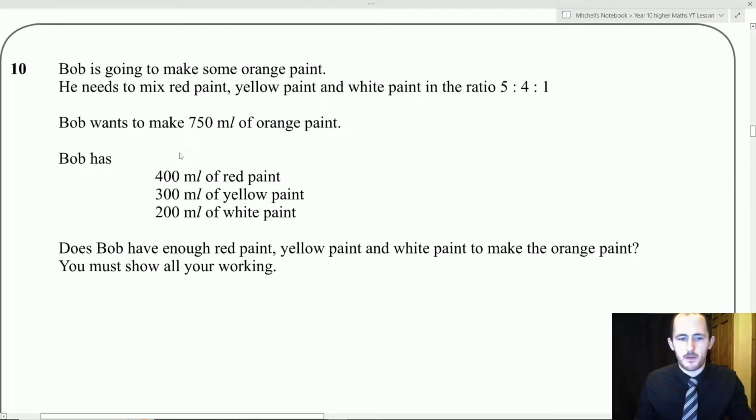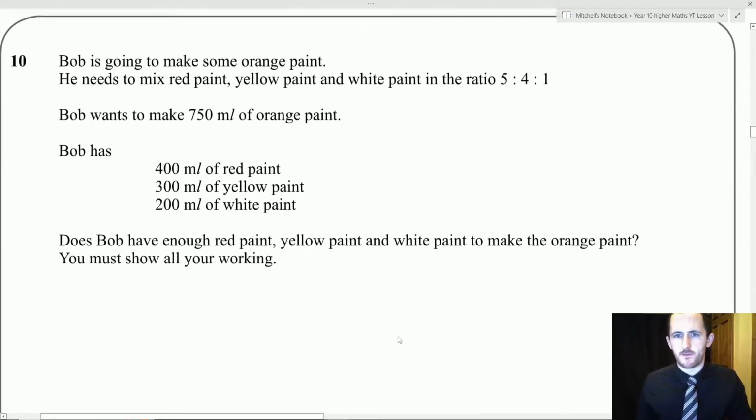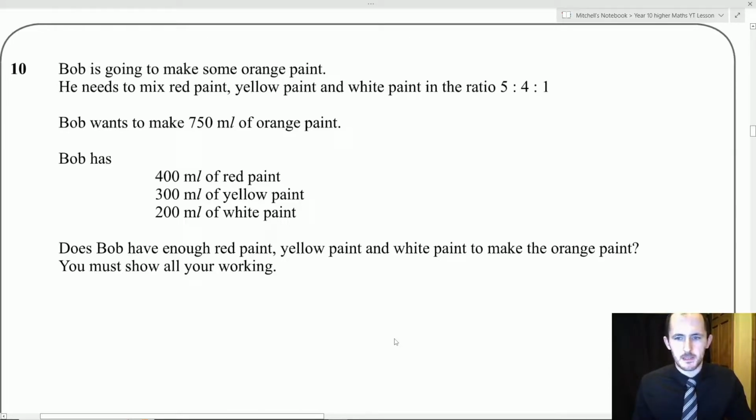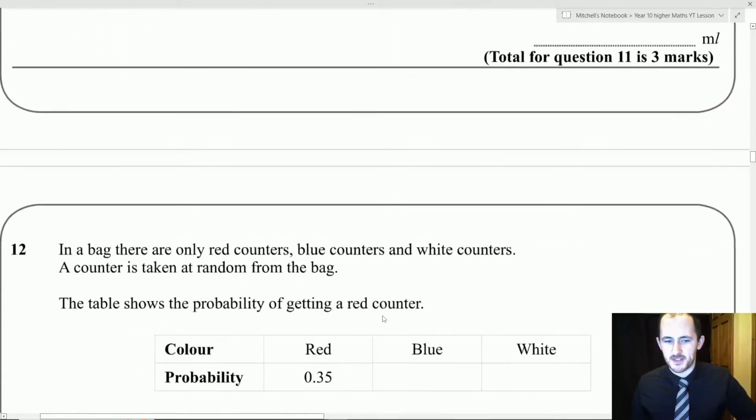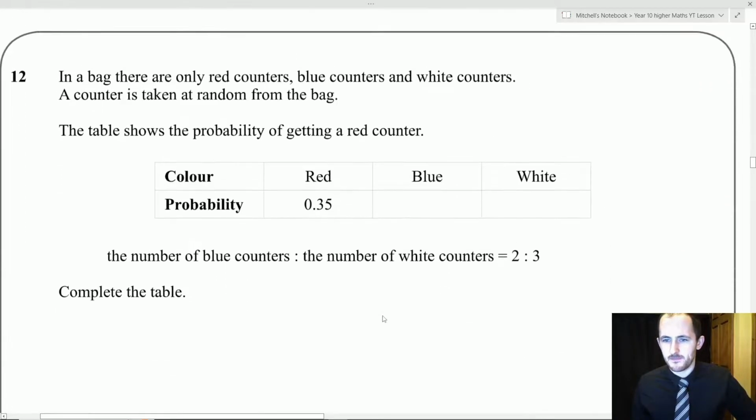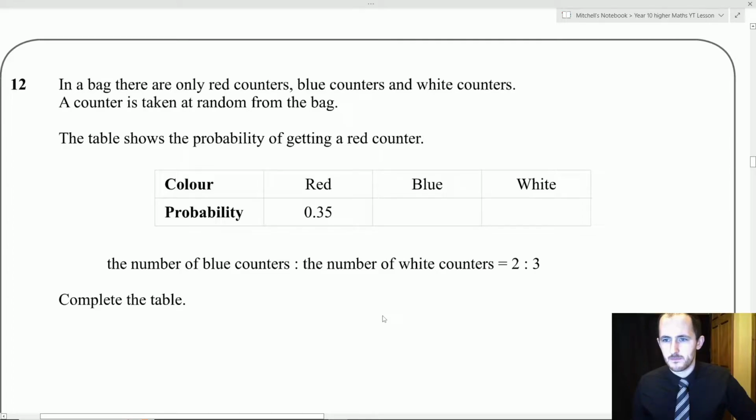Actually, wait. What about this? It's our first 4 marker. Does that sound easy as well? Okay. Though it might be slightly harder. Let's have a look-see. So I'll go through this quickly.